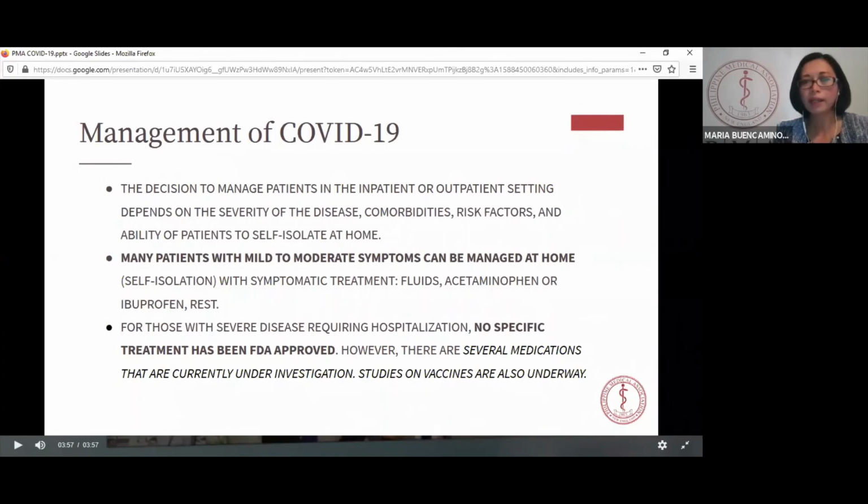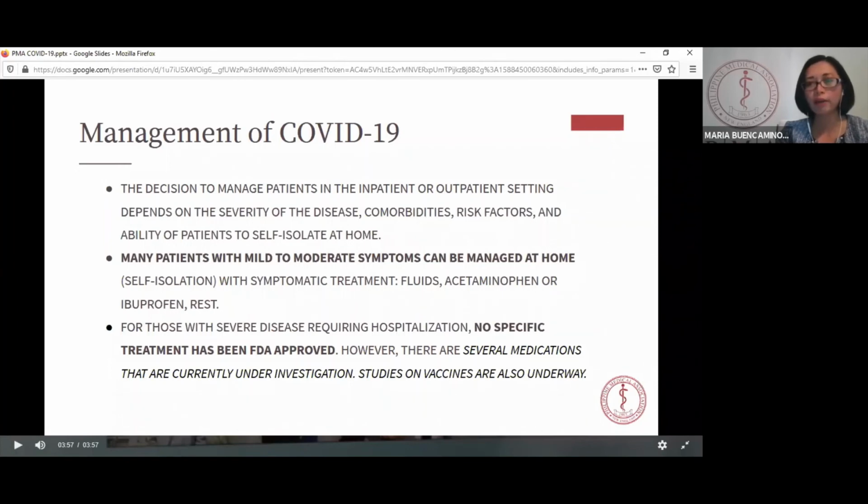So the decision to manage patients in the inpatient or outpatient setting depends on the severity of the disease, the comorbidities, risk factors, and ability of patients to self-isolate at home. Many patients with mild to moderate symptoms can actually be managed at home with symptomatic treatment. And for those with severe disease requiring hospitalization, there's no specific treatment that has been FDA approved to date.